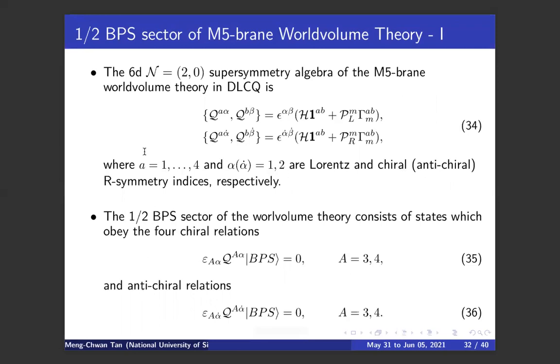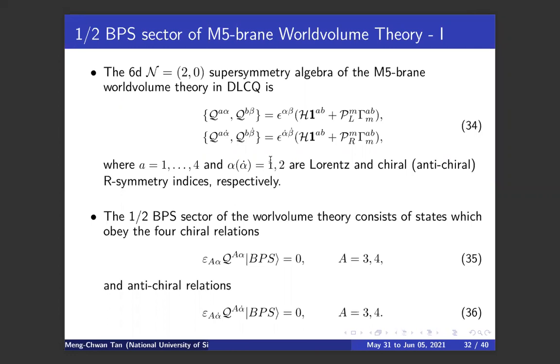Okay, so if you look at the M5 brane world volume theory, it has (2,0) supersymmetry algebra. All right, because it's half BPS, so it preserves half of the 32 supersymmetries in M theory, and therefore you have 16 supersymmetries which are chiral. Okay, and so the algebra looks like this. So in DLCQ, only 4 directions are unrestrained. Therefore, you have this Lorentz index that goes from 1 to 4. Okay, and then you have the chiral and anti-chiral index that goes 1, 2. So the H and the P here are just generators of translations in the other 2 directions, which are fixed, sorry.